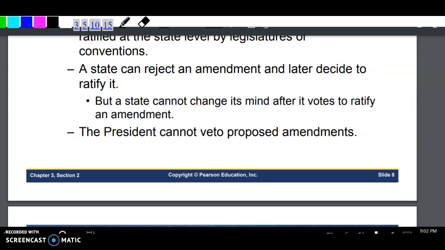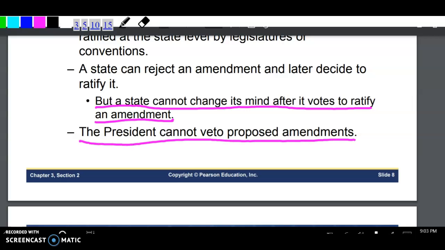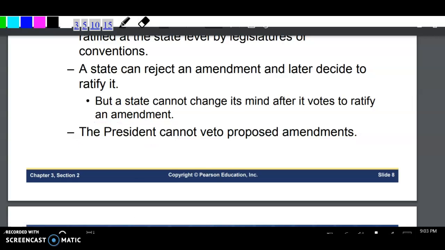But you can't do it the other way around. A state cannot change its mind after it votes to ratify an amendment. So if an amendment is ratified in the state of Tennessee, a couple of years later, the state lawmakers can't go back and say, hey, we changed our mind, we don't want this to be an amendment anymore. Another thing that's important is that the president cannot veto a proposed amendment. This really doesn't have anything to do with the president. It's really Congress and the states' decisions. The president is not really involved in the amendment process.